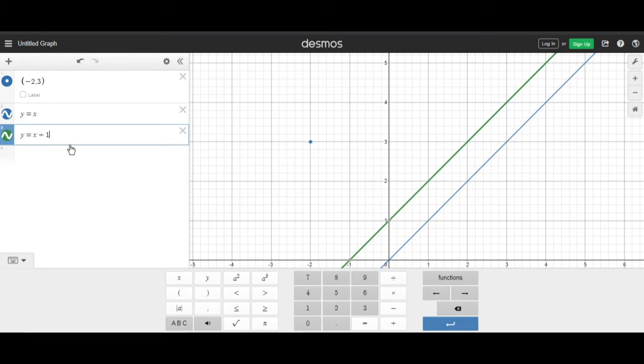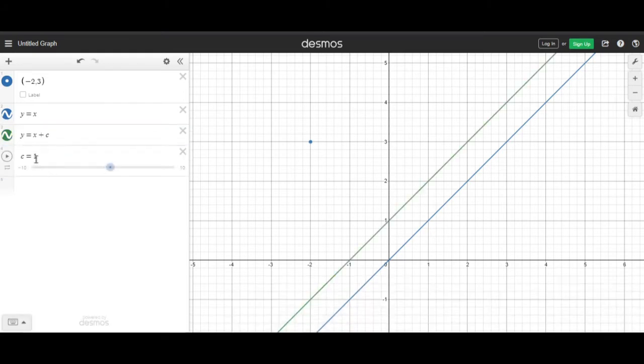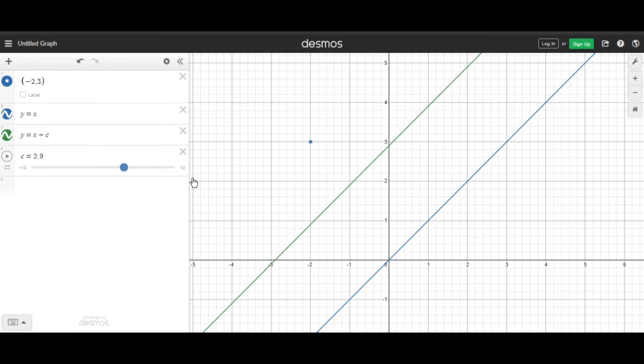Okay, let's study this in general terms. Instead of 1, I'm putting c. Right now the value of c has automatically been chosen to be 1. So that's why the green line is passing through 1, meaning the blue line has been shifted by 1. If I increase the value of c, you can see the green line is shifting upwards. If I decrease the value, it will shift down. So this is how you can change the position of a line above or below.